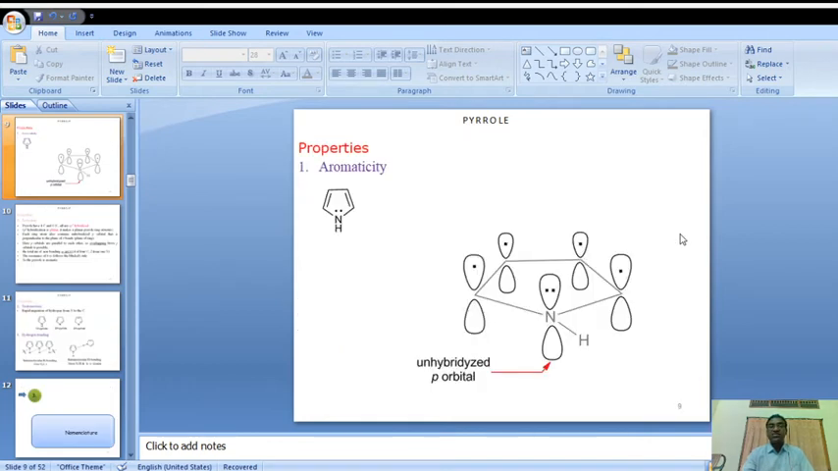Once again, please observe all the 4 corners: carbon atoms and single electrons. This nitrogen atom contains an unhybridized p orbital with a pair of electrons. All these unhybridized p orbitals undergo overlapping with each other. Is it clear? Okay.